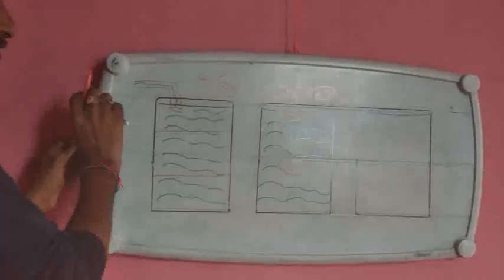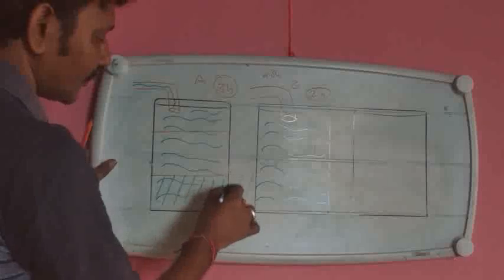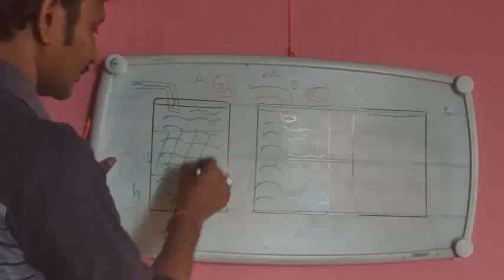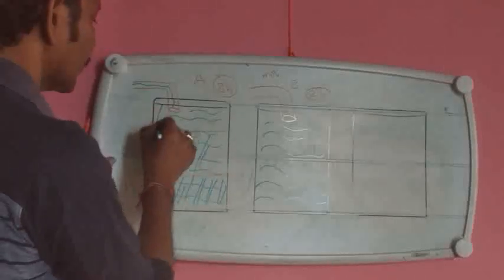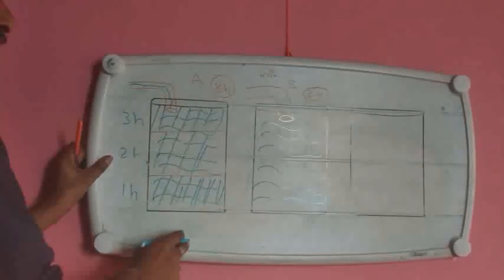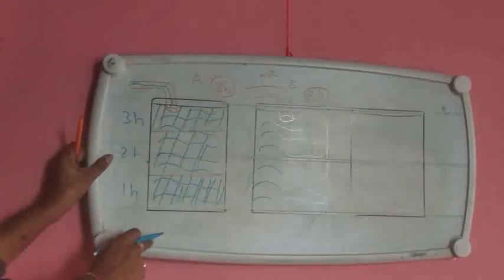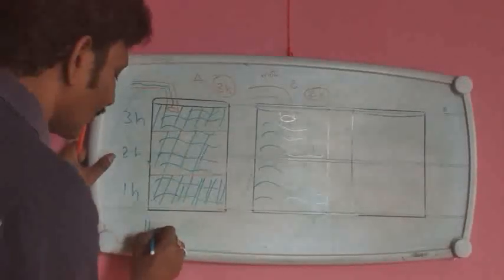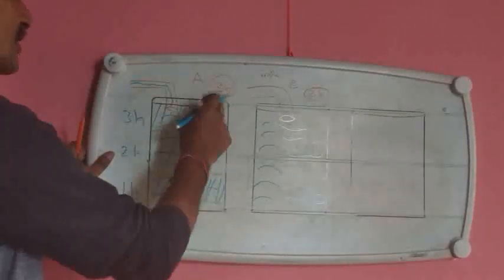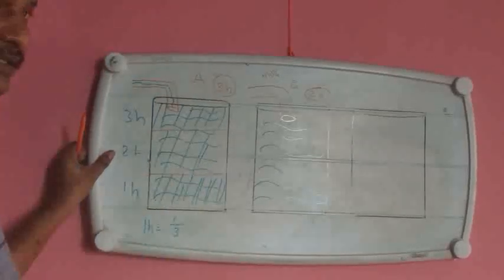In the first hour, what will happen? This is the first hour, the portion of water filled in 1 hour. This is the second hour. Third hour, finally, at the end of the third hour, the tank will be filled. Did you understand or not? So if tap A takes 3 hours to fill the tank completely, in 1 hour how much portion will be filled? Out of 3 portions, 1 portion will be filled in 1 hour. That is 1/3. Did you understand?